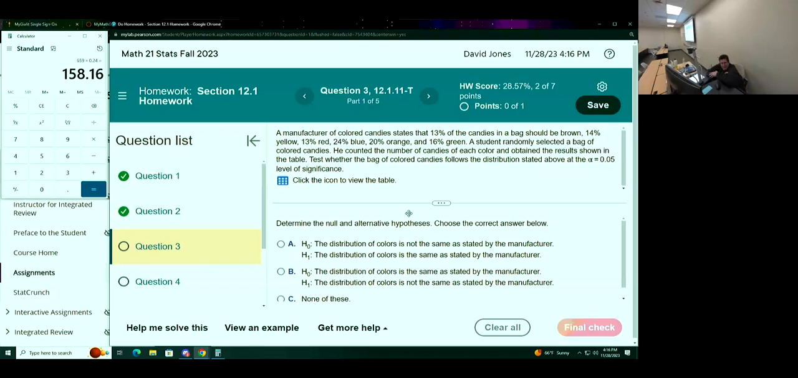A manufacturer of colored candy states that 13% of the candies in a bag should be brown, 14% should be yellow, 13% should be red, 24% should be blue, 27% should be orange, and 16% should be green. A student randomly selected a bag of colored candies. He counted the number of candies of each color and obtained the results shown in the table. Test whether the bag of colored candies follows the distribution stated above. So H naught should be that it matches our expectations, and HA should be that it doesn't.